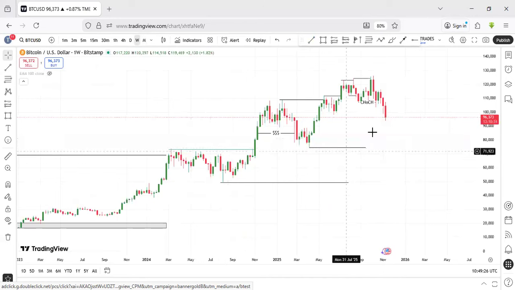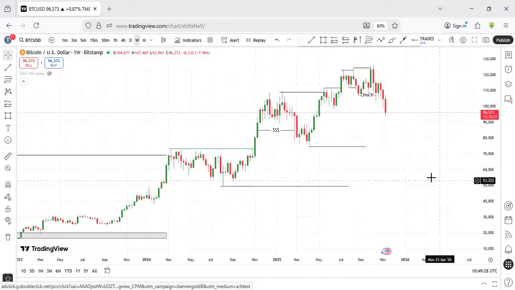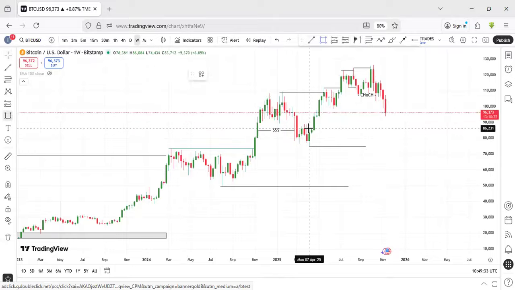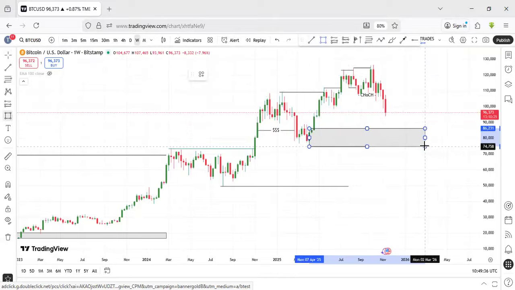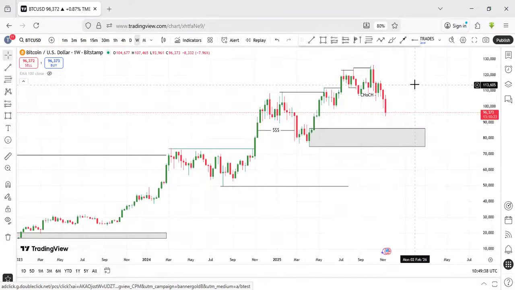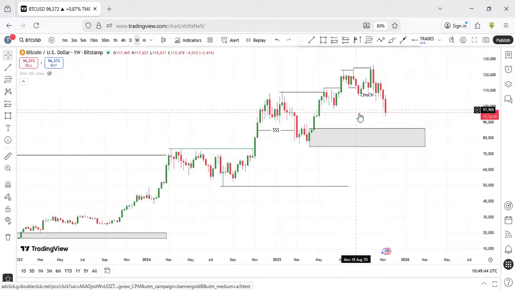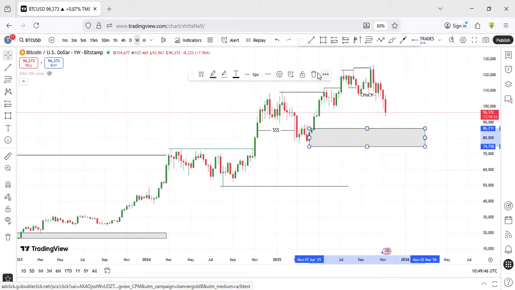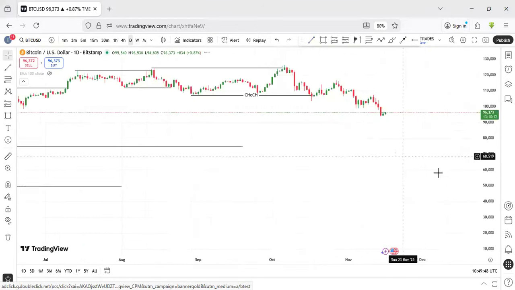But on weekly, things look more defined, right? But all I know is that we should be expecting this market at least to 80 to 85,000 before we see more continuation to the upside. So what do you do? You start looking for more bearish movement to the downside. So having said that, let's go to daily.